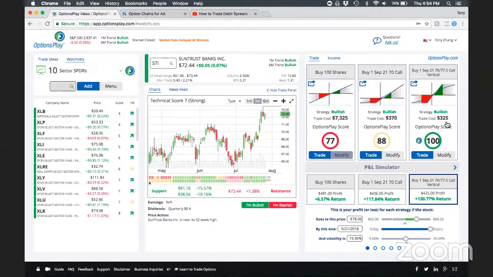And then what we look at is the call spread. Well, instead of just outright buying that $70 call, what if we sold the 77.5 call against that? That's that 15 delta call. We've automatically found that call, sold it, and gave you a price of $325.